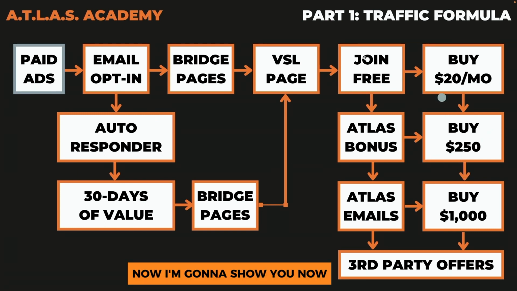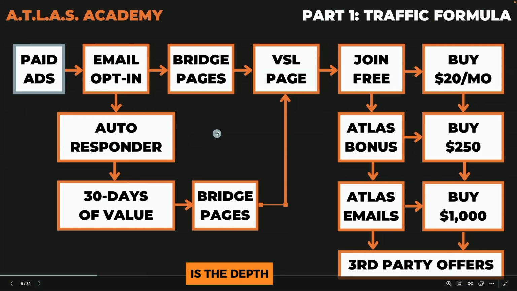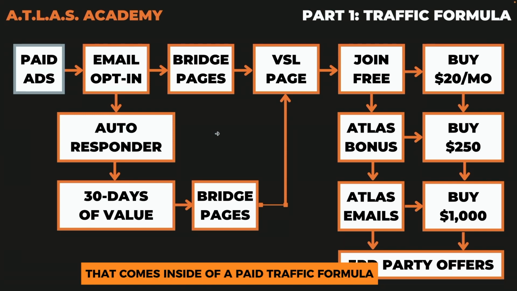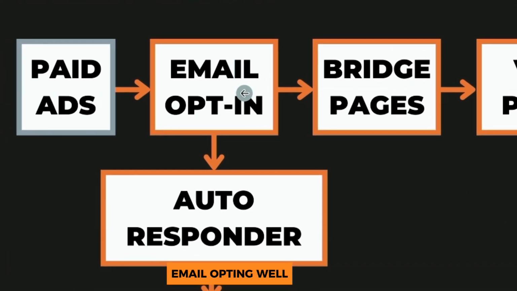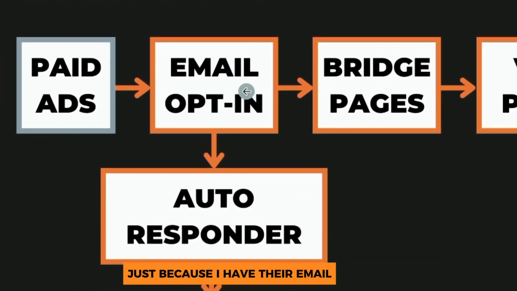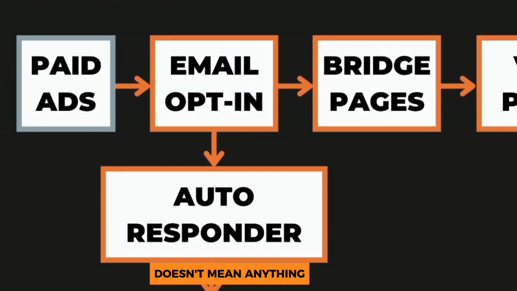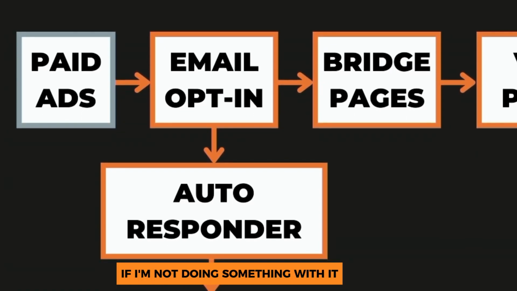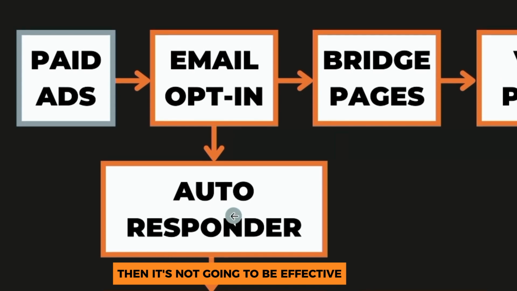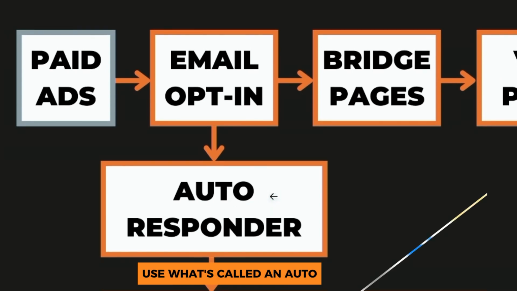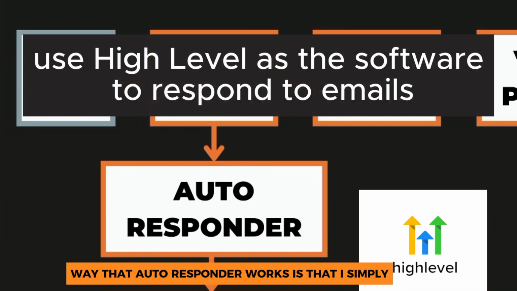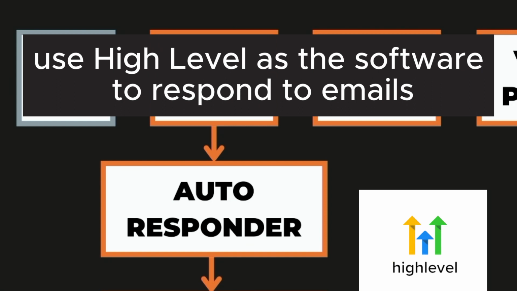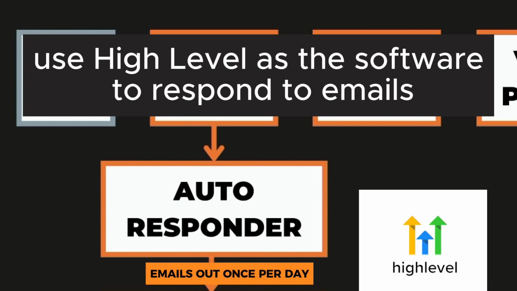Now, I'm going to show you the bottom part of this, which is the depth that comes inside of a paid traffic formula. So over here on the left, email opt-in. Well, just because I have their email doesn't mean anything. So what if I have their email stored on some list somewhere? If I'm not doing something with it, then it's not going to be effective. So I like to use what's called an autoresponder. The way that an autoresponder works is that I simply write up, let's say, 30 emails, and then I send those emails out once per day.